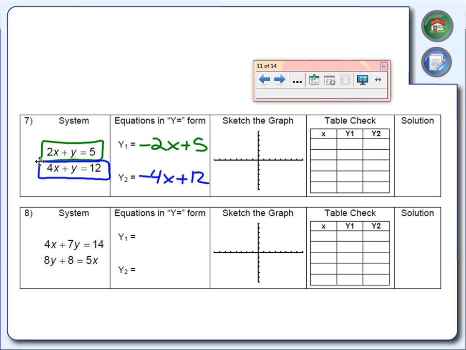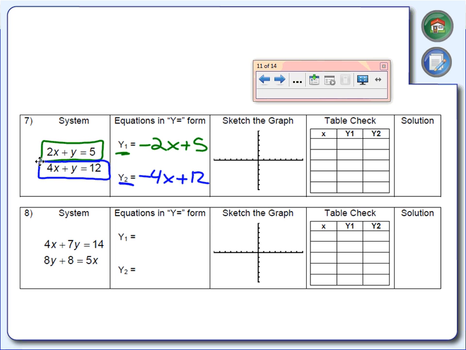Here's what you're going to do for me. You're going to go to your calculator, and you're going to go to y equals. In y1, we're going to type in negative 2x plus 5. In y2, we're going to type in negative 4x plus 12. So you're going to graph two equations at the same time. Make sure you get both of them in. Go ahead and graph it.